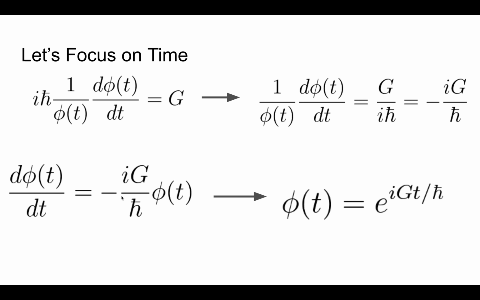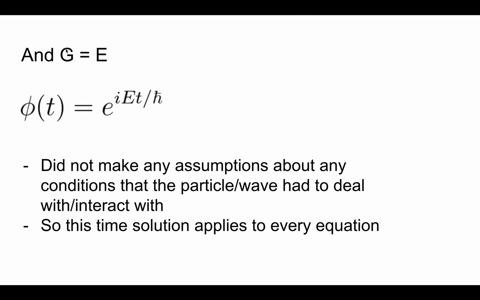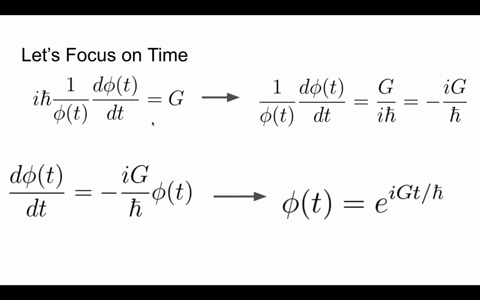Now, using differential equations, if you're familiar with differential equations, you should recognize this. If not, this isn't completely necessary. If you take the derivative of some function and you get itself back out with maybe some constants in the front, what that means is that the function right here is e to the power of something. So phi of t equals e to the power of i g t over h bar. Now, the last thing is that g equals the energy of the particle. This I won't go into depth with because this is just a very topical overview, but this is the final equation.